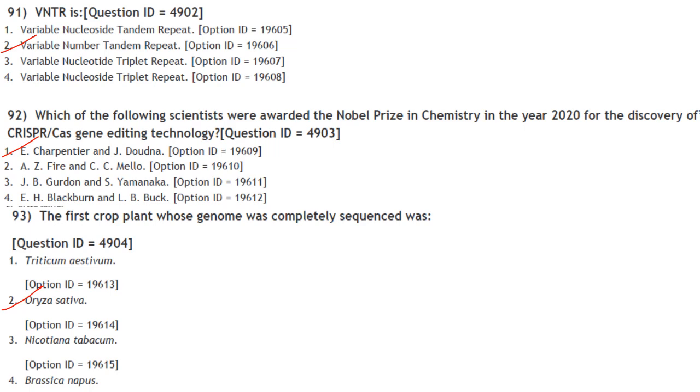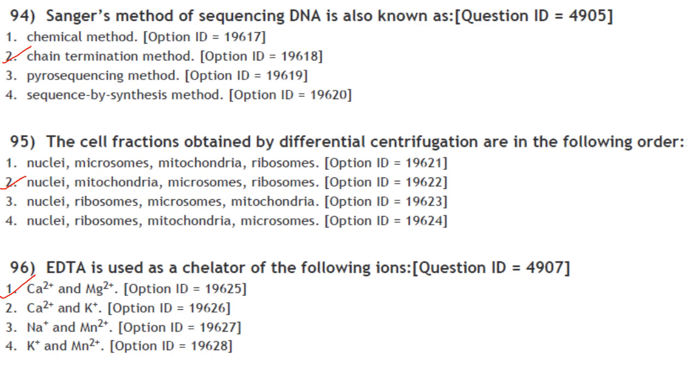Which of the following scientists were awarded the Nobel Prize in Chemistry in the year 2020 for the discovery of CRISPR-Cas gene editing technology? So it was Charpentier and Doudna. Answer is option 1. Then the first crop plant whose genome was completely sequenced was Oryza sativa. Then Sanger's method of sequencing DNA is known as the chain termination method.